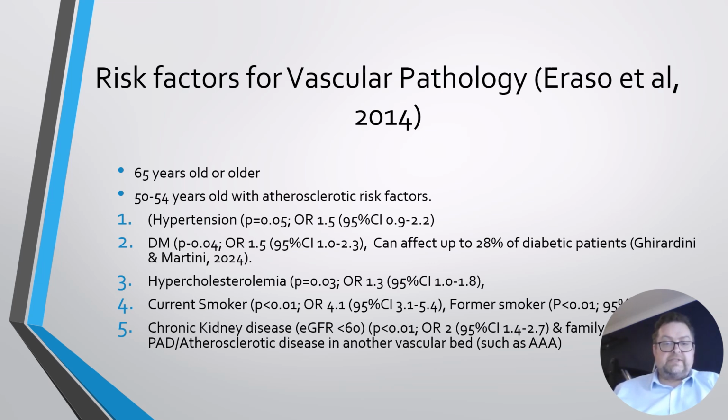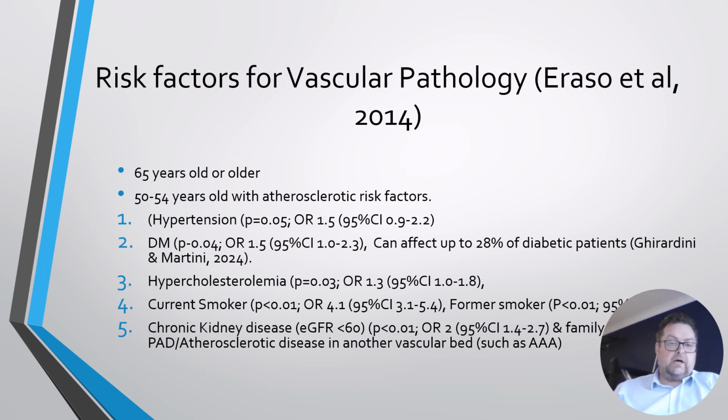Now, the smoking status of patients. If you are a current smoker, the odds of you developing vascular pathology is just over 4 times more than if you were a non-smoker. You can see that the 95% confidence interval does not include 1, it's 3.1 to 5.4, so this is significant, as is chronic kidney disease. In particular, if you have an estimated GFR less than 60, you are 2 times more likely to be associated with an increased risk of vascular pathology. Again, the 95% confidence interval does not include 1, so it is significant.